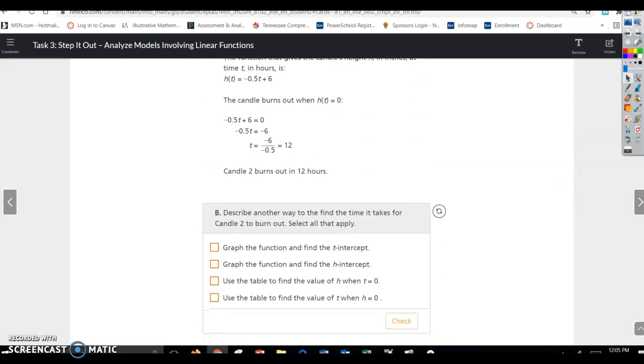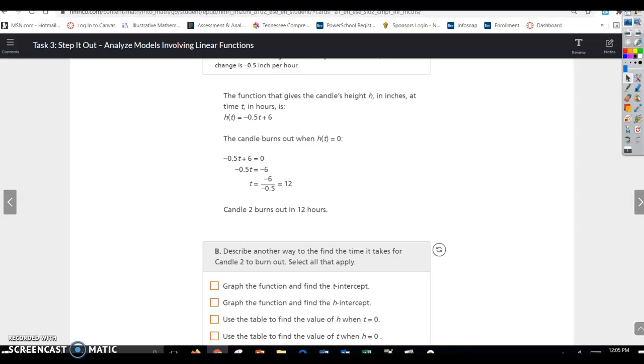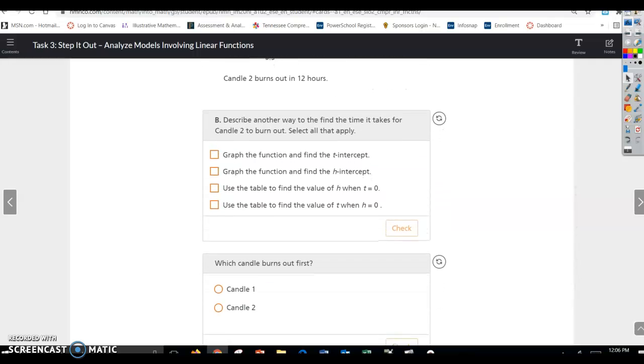It says the function that gives the candle's height h in inches at time t in hours is h of t equals negative 0.5 t plus 6. The candle burns out when h of t equals 0. So again, we're going to plug 0 in for h of t, and then we're going to subtract 6 and divide by negative 0.5. So negative 6 divided by negative 0.5 equals 12. So candle 2 burns out in 12 hours, where candle 1 burned out in 10 hours.